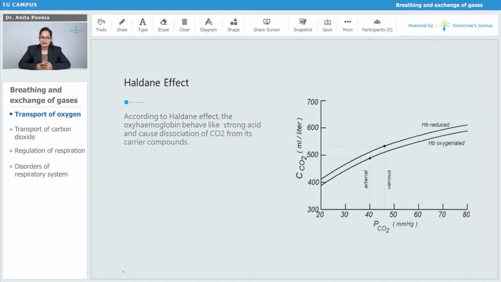According to the Haldane effect, oxyhemoglobin behaves like a strong acid and causes dissociation of the carbon dioxide from its carrier compound.